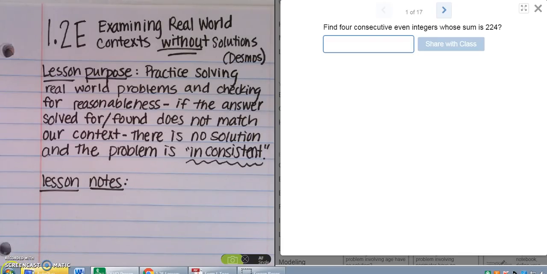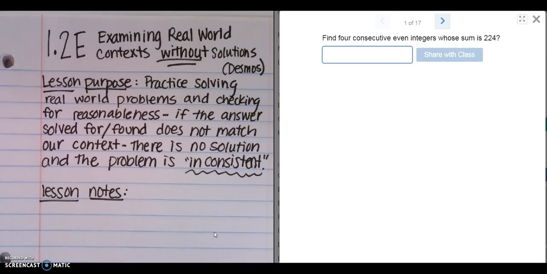Up on the screen you will see your notebook. We're going to pause the video for 2 minutes for you to set up your notebook. 1.2e, Examining Real-World Context Without Solutions on Desmos. Please pause the video for 2 minutes for kids to set up their notebook.